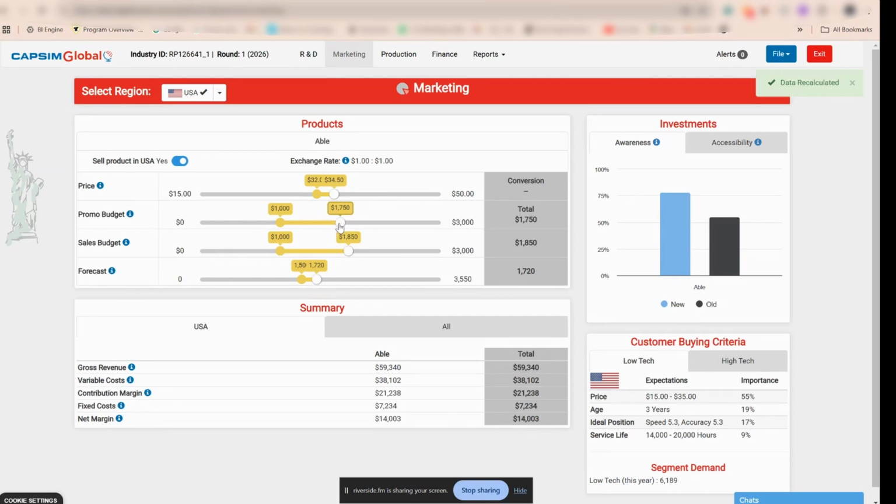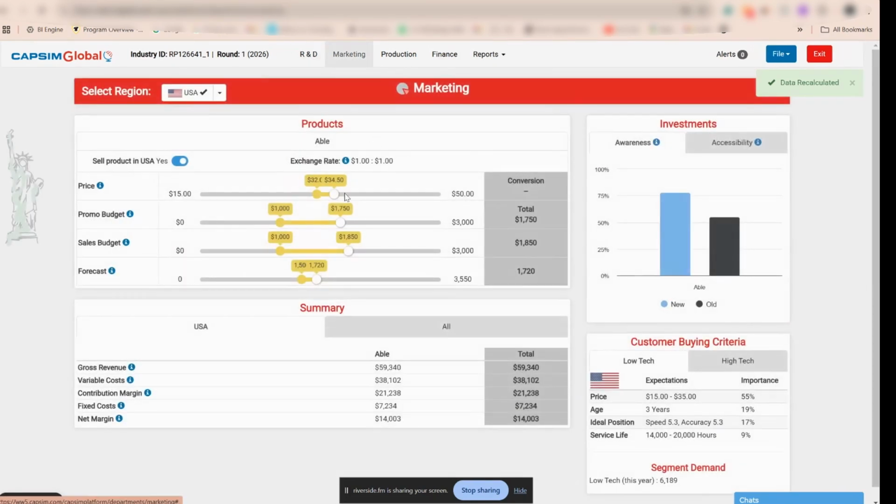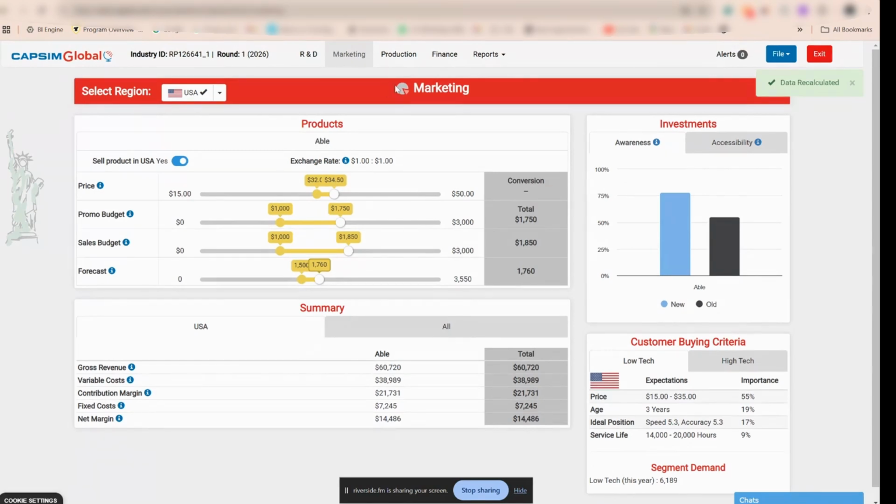1,000 to 1,750. We'll leave it at that. Let's see what happens to our score for 9.4. Still not bad, but we want to get to 70. That's our goal. That's our plan. So let's increase our forecast, right? Based on our strategy, we're thinking we might be able to push the sales just a little bit. So we're going to increase this, right?